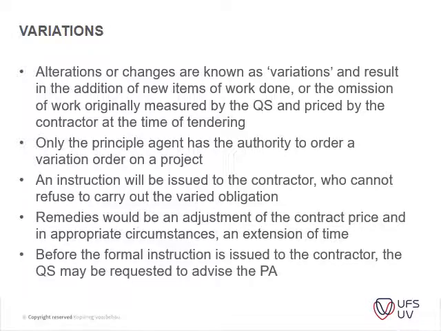Then before the formal instruction is issued to the contractor, the QS may be requested to advise the principal agent. The principal agent usually works through the QS or through the engineers, or whoever instructed that a change should be made. For instance, a structural engineer might say the soil isn't conducive for a non-reinforced strip footing, so let's place some reinforcement in it, and that would result in a variation taking place.